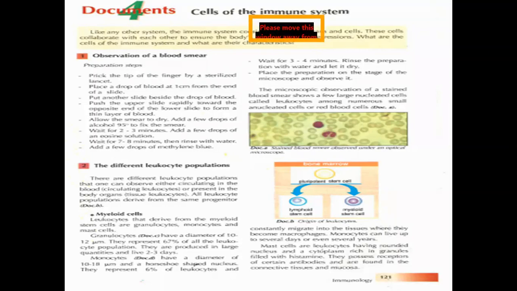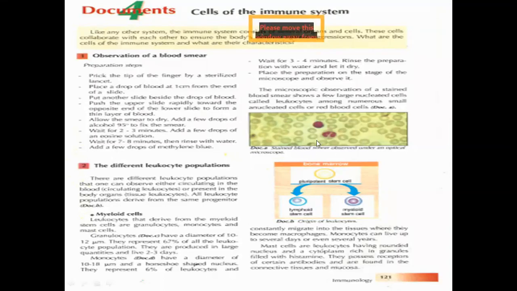blood. You have to add a few drops of alcohol 95 degrees to fix the smear. Then wait for 2 to 3 minutes. Add a few drops of the iodine solution. Wait for 7 to 8 minutes. Rinse it with distilled water. Then add a few drops of methylene blue. Then wait for 4 to 5 minutes. Rinse the preparation with water and let it dry. Place the preparation on the stage of the microscope and observe it.